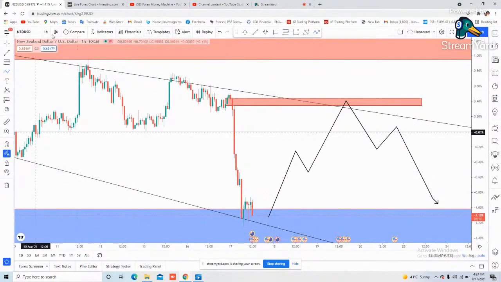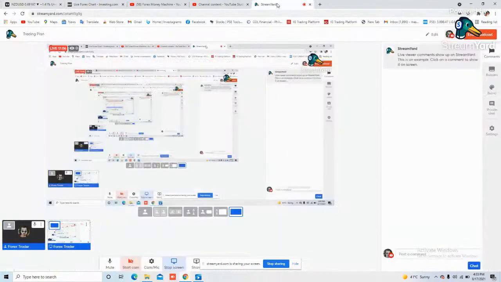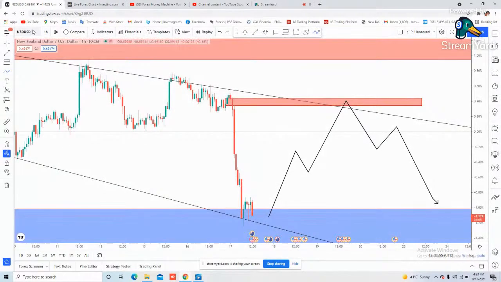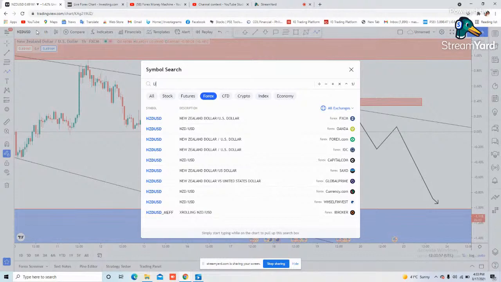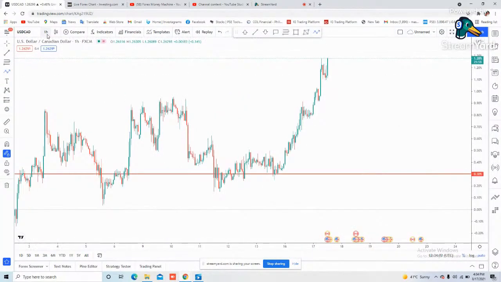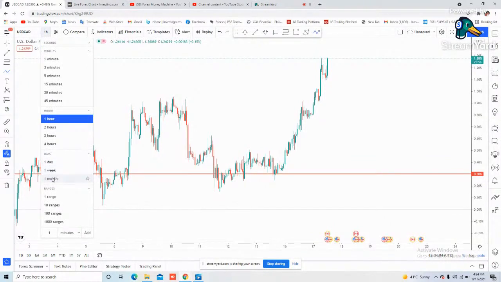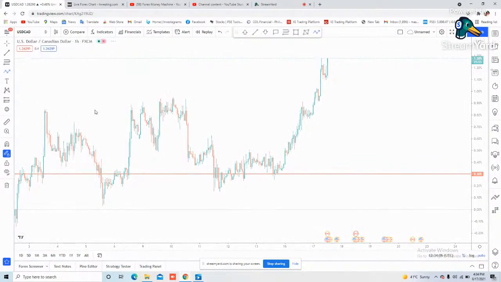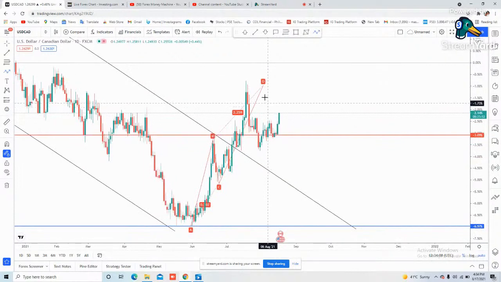This is NZD/USD. Let's check another one here, USD/CAD. Yep, okay. The US dollar index is up, bullish. Oops, sorry for this.